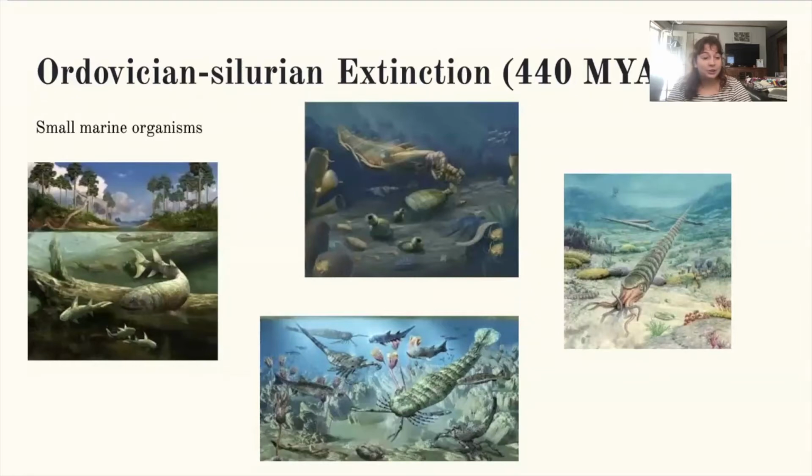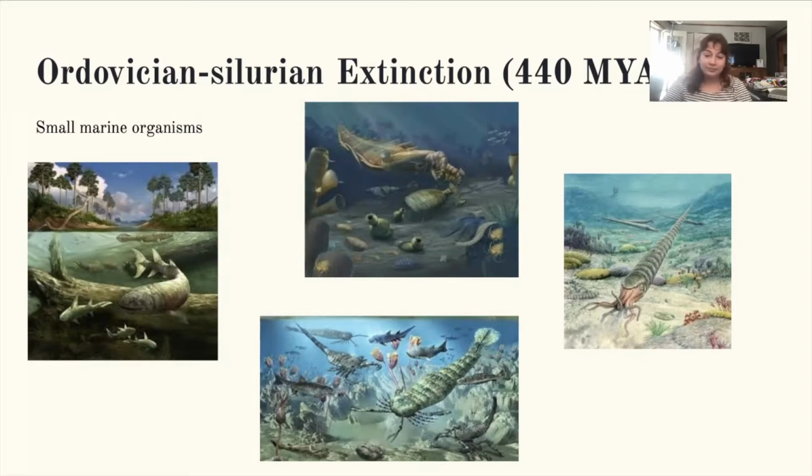440 million years ago, the Ordovician Silurian extinction occurred, wiping out small marine organisms. A major ice age occurred, causing a worldwide cooling. The first phase of the extinction was caused by the sudden drop in temperature throughout the world. The second phase occurred when the world started warming back up and created lots of confusion in the animals.